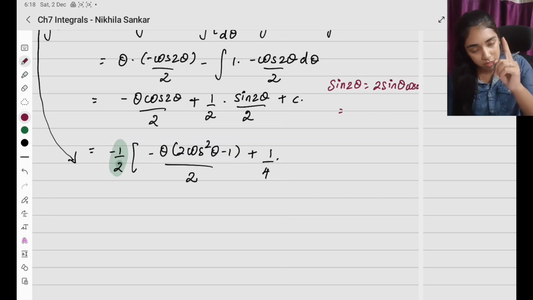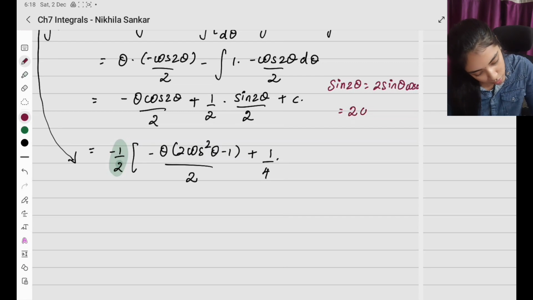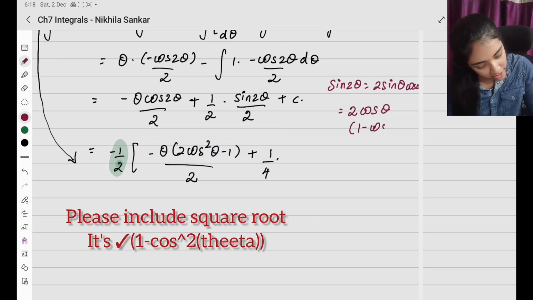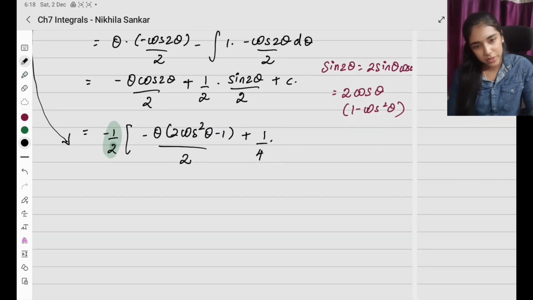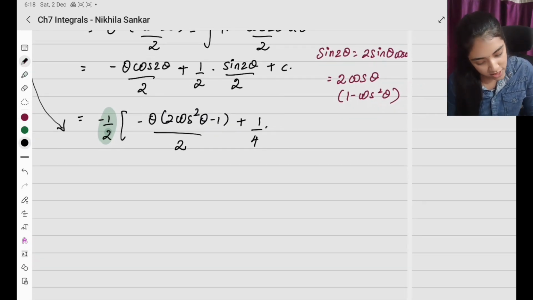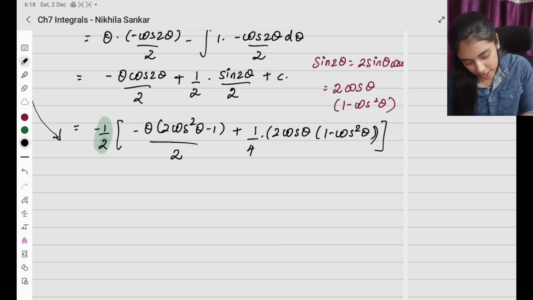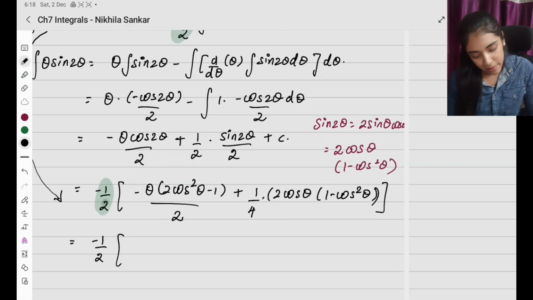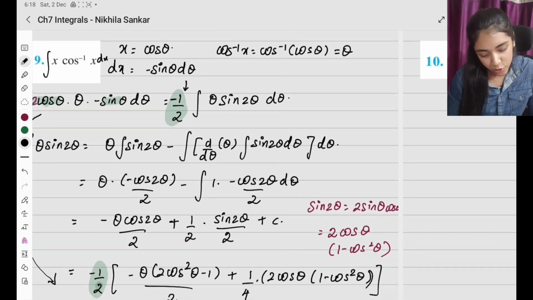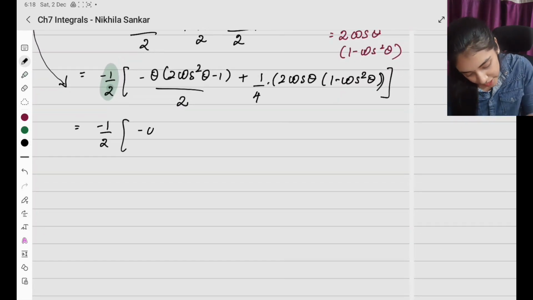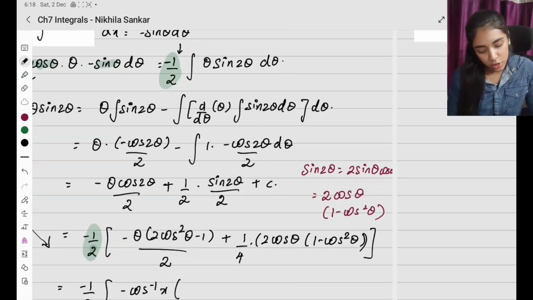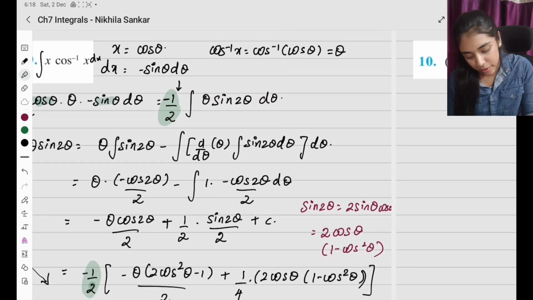I want my answer to be in terms of cos. So I can rewrite this as 2 cos theta times sin theta, which is square root of 1 minus cos square theta. Final answer, we always have to write in the formula that is given in the question. That's why we're making so many substitutions. So sin 2 theta is nothing but 2 cos theta times the square root of 1 minus cos square theta. Okay, so this is minus 1 by 2 times, now can we substitute for theta? What is theta? It is going to be cos inverse of x. So I have minus cos inverse of x times 2 cos square theta. What is cos theta? x. From here I have x equals cos theta and theta equals cos inverse of x. Okay, that's what I'm doing.